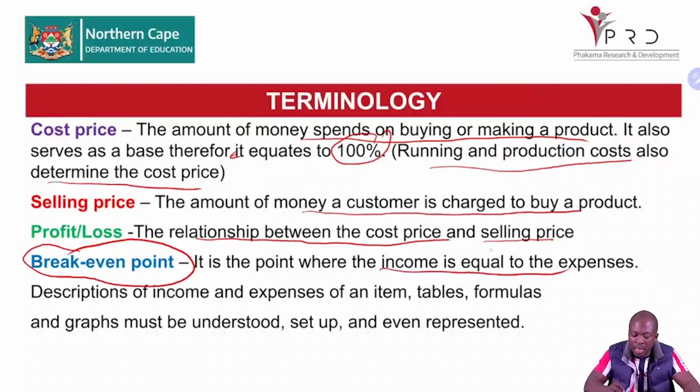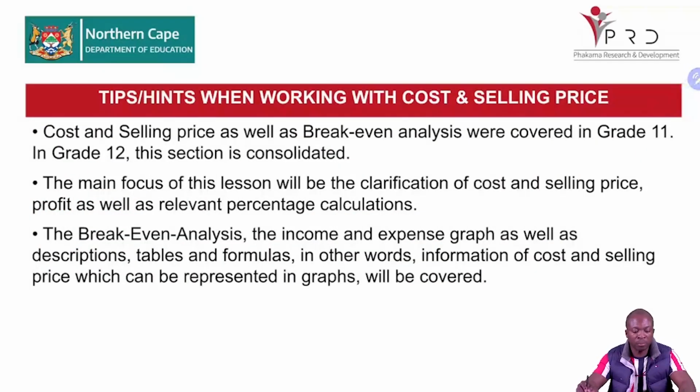What is the key word here? Equal. Equal. When we ask you to define this one, don't say it's the point where the income meets or the line crosses. No, that's not what we are looking for. We are looking for the word equal. It's the point where the income equals the expenses. Thank you very much. All right, let's go to the next point.